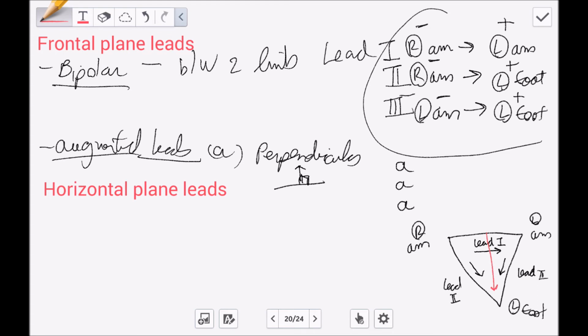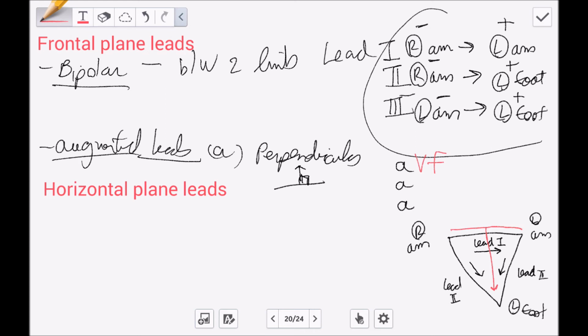Does that make sense? It's perpendicular, right? Lead 1 is running this way, and this is perpendicular. So how will we call this? Because it's going to the foot, we can call it AVF, right? The way I remember is usually F for foot. So AVF is the perpendicular lead that goes down and looks down on the inferior part of the heart, if you look at it like this.